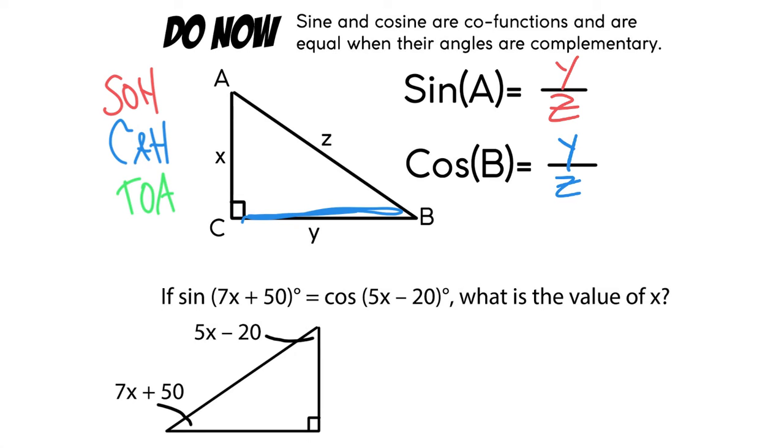And would you look at this? This is the same thing. That's interesting. And why is that? That's because sine and cosine are cofunctions, and they're equal when their angles are complementary. And these angles have got to be complementary when we're working with a right triangle, right? Because if this is 90, then this can be 30 and 60, or 80 and 10. But these two angles, A and B, have got to add up to 90 degrees. They're complementary.